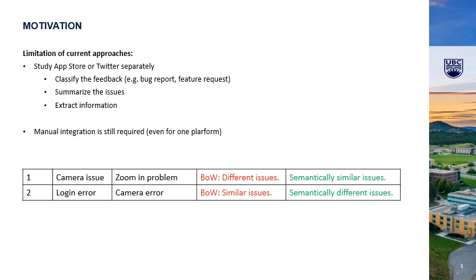So just consider these two rows in the table. The first row is camera issue and the zoom in problem. If we consider just the words that are used here, these are different issues. However, these are semantically similar issues.